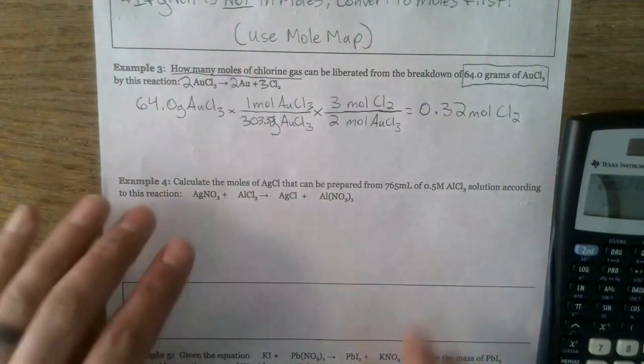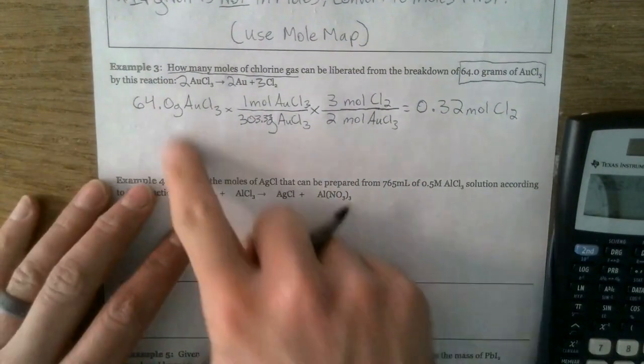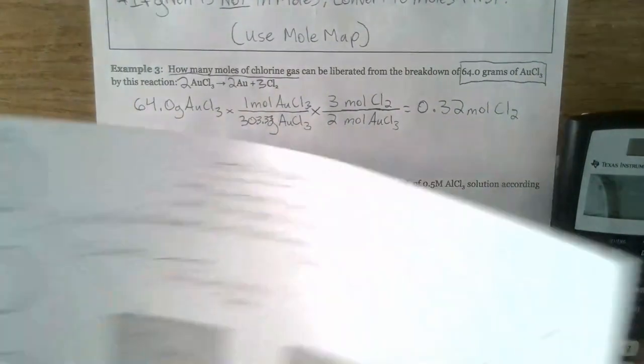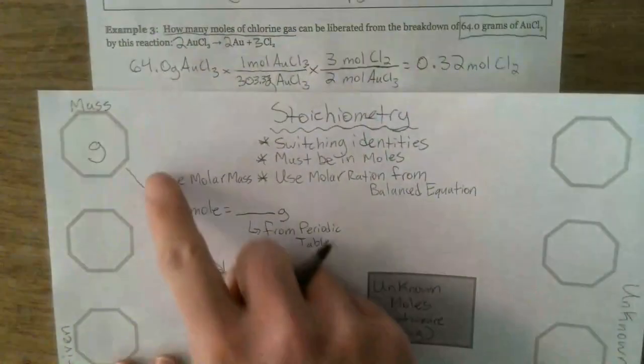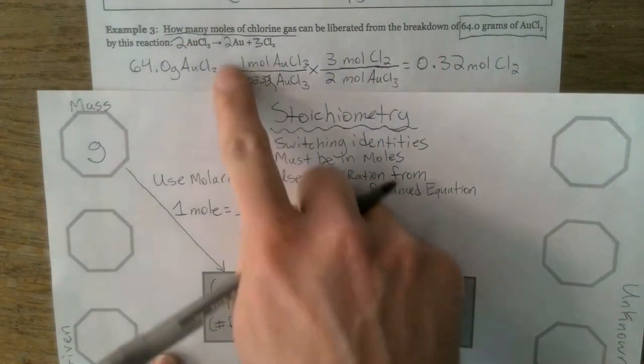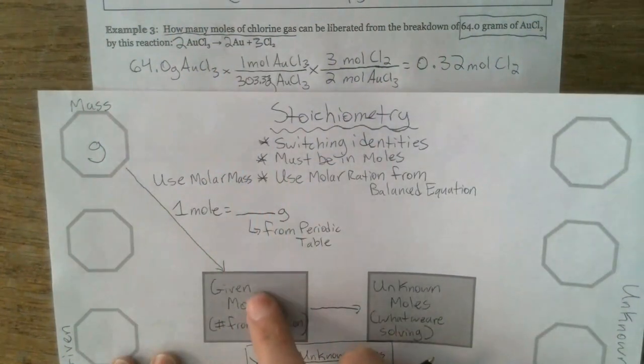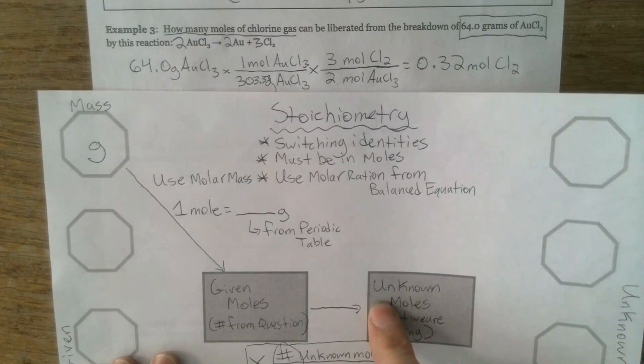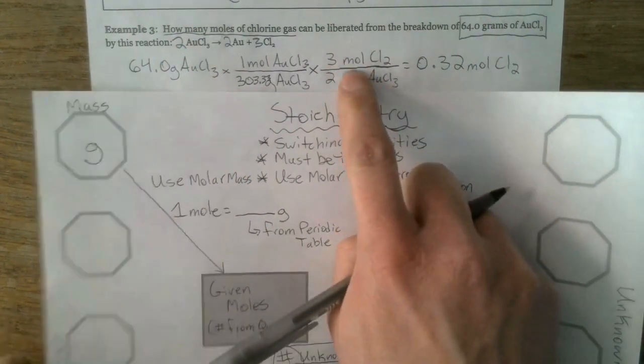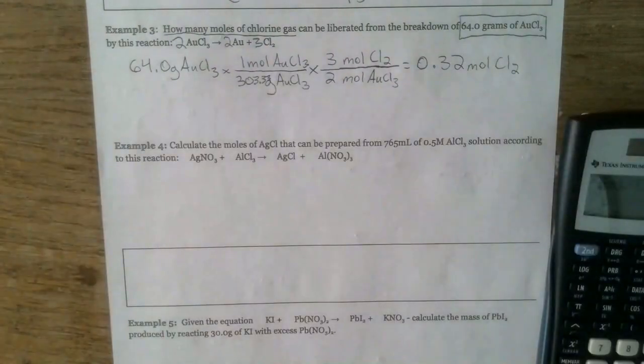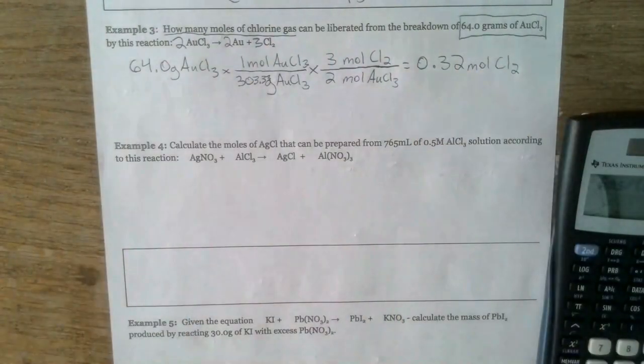So again, the way that we set this up, we broke it up into a couple parts. We went from grams to moles in this first part here. Then we went from moles of our given substance to moles of our unknown substance right here. Now we just plug all that in, and that gives us a final amount in moles of Cl2.